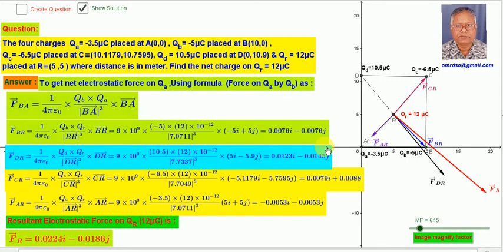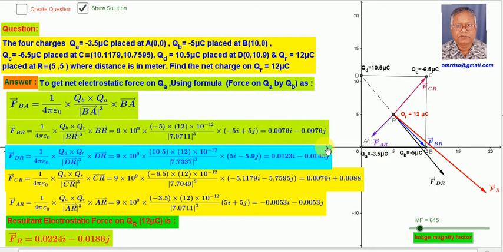Hello, I, OP Srivastava, am going to explain how you can find the net electrostatic force on a given charge due to four different charges placed at different places. Here I will use the vector method.